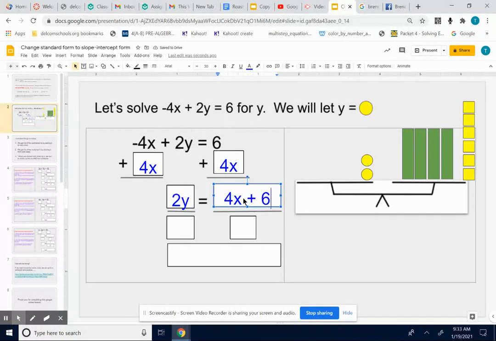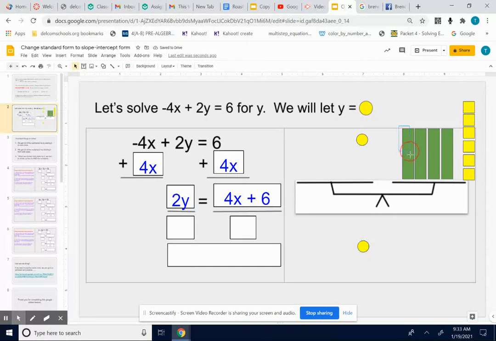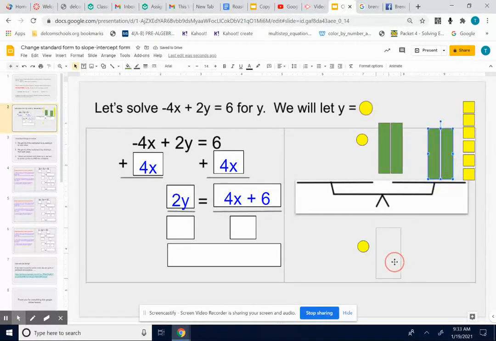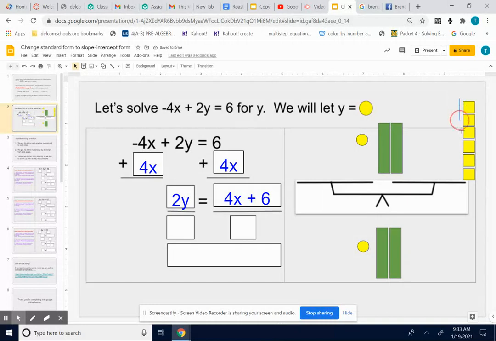We're almost done. I want to solve this for y. I wanted to first get rid of my 4 red x's. But now I need to get everything split apart because I want to know what 1y is equal to. If 2y is equal to 4x plus 6, this is different for y'all. Not only do I want to split apart my rectangles for each y, I also need to split up my squares for each y.